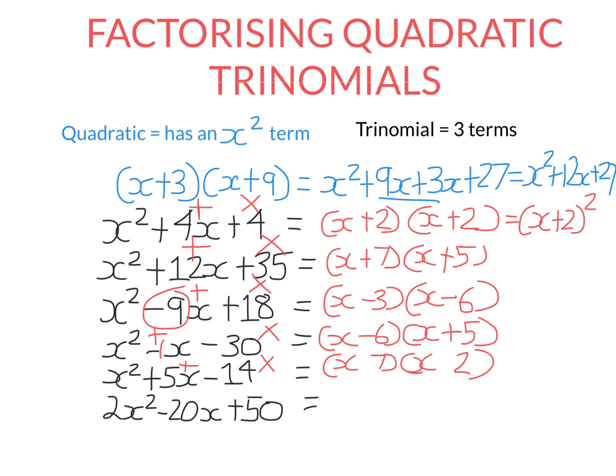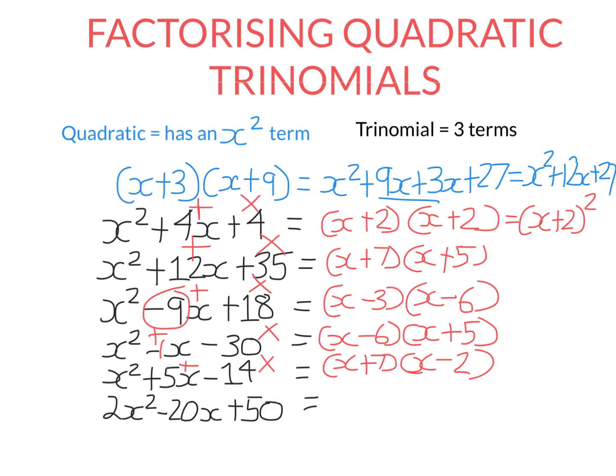We need to get to +5. How are we going to get to +5 from 7 and 2? Well, if it's +7 minus 2. 7 minus 2 is 5. 7 times -2 is -14. Once again, if I expand this, I would get that.